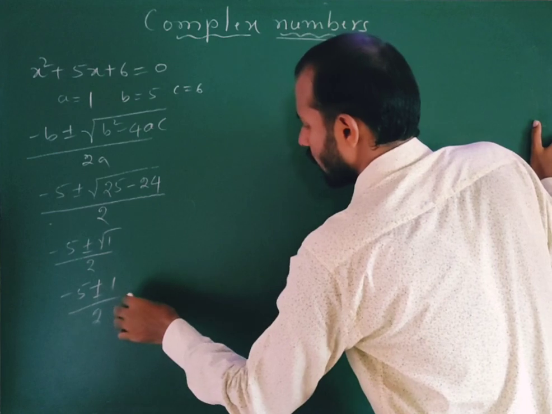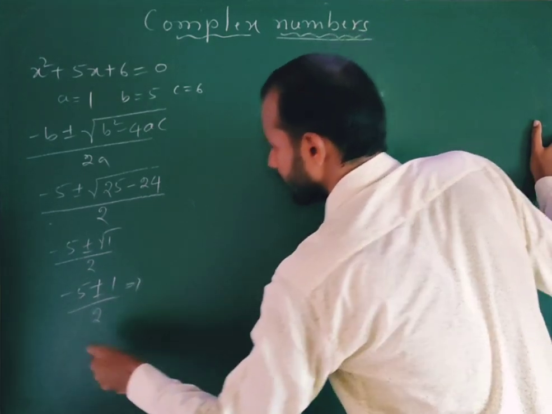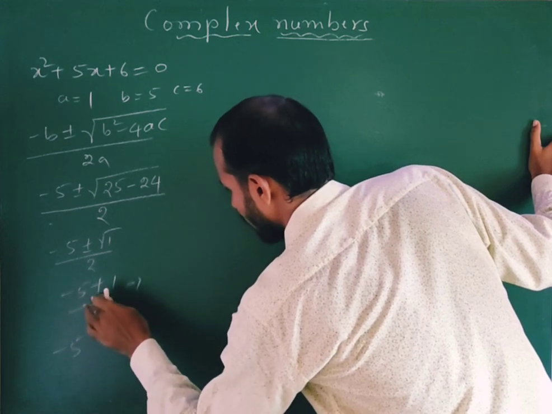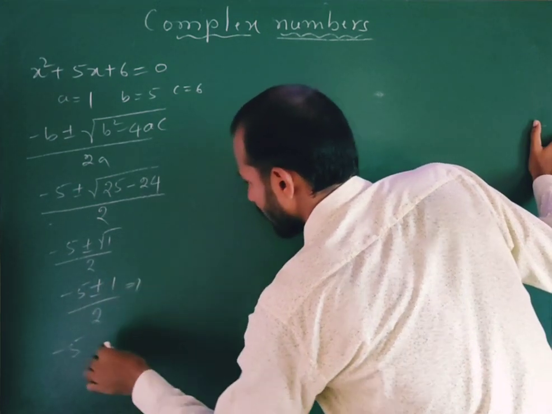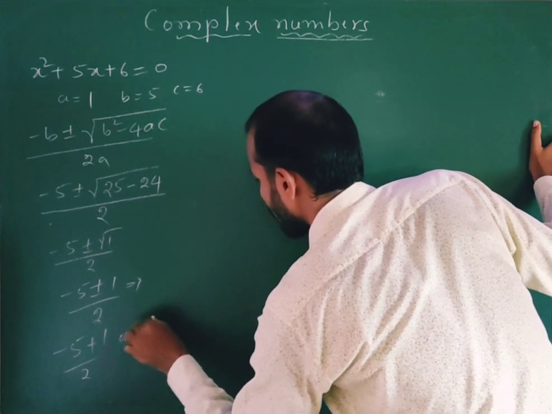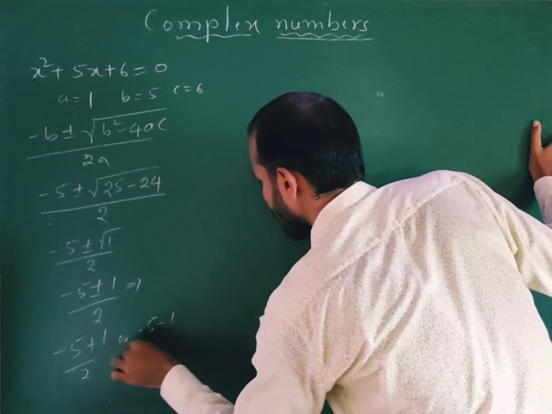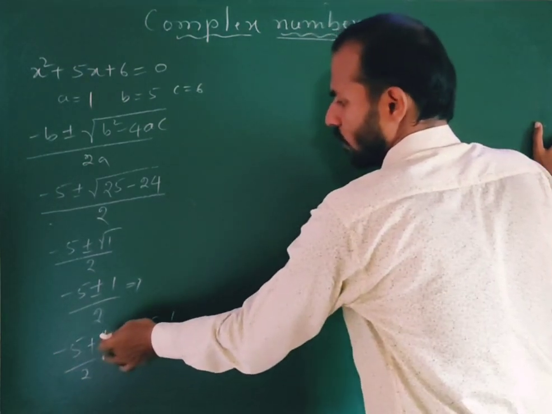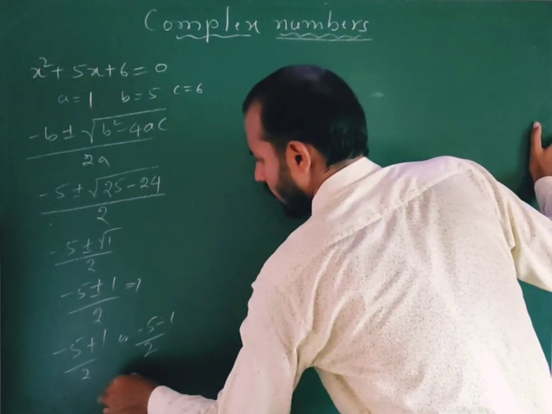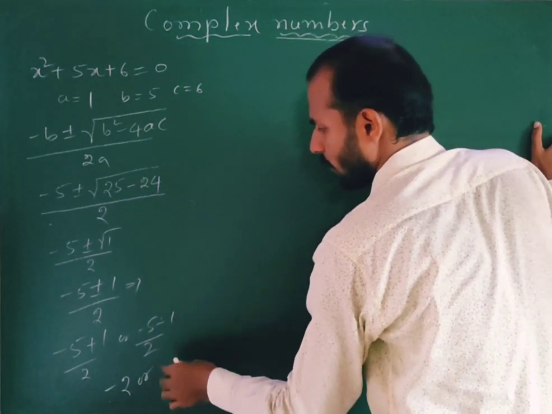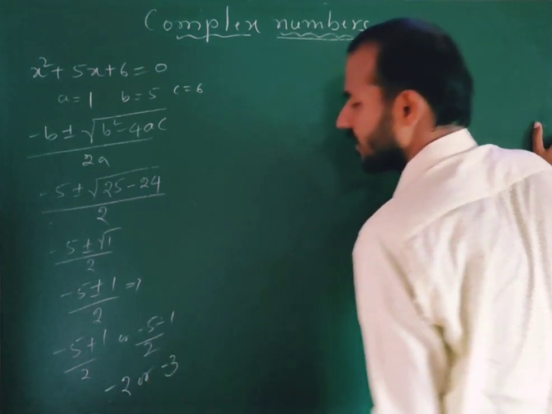Therefore what we get here implies minus 5 plus 1 by 2 or minus 5 minus 1 by 2. Finally, minus 5 plus 1 is minus 4 by 2, which means minus 2, or minus 5 minus 1 is minus 6 by 2, which means minus 3.